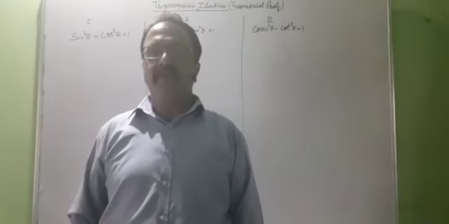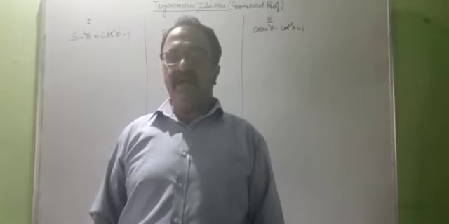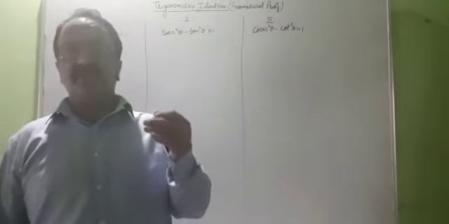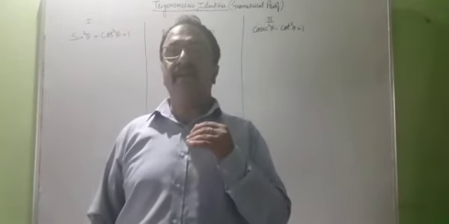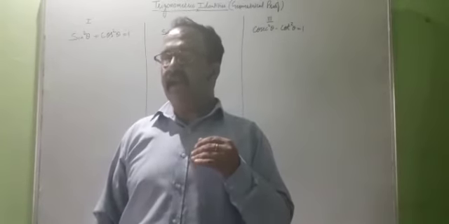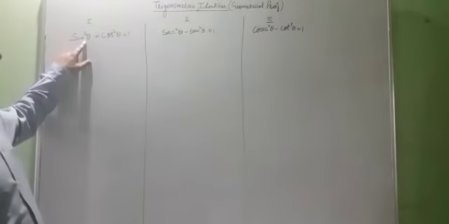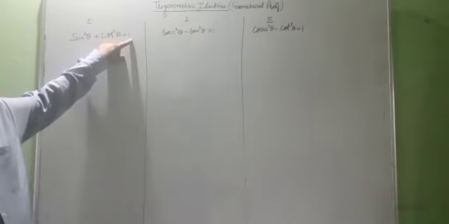Now students, we will learn about trigonometric identities. Identities are the relations which are true for all values. Now these relations are in terms of trigonometric terms or trigonometric ratios. So the first identity in terms of trigonometry is sine square theta plus cos square theta equal to 1.